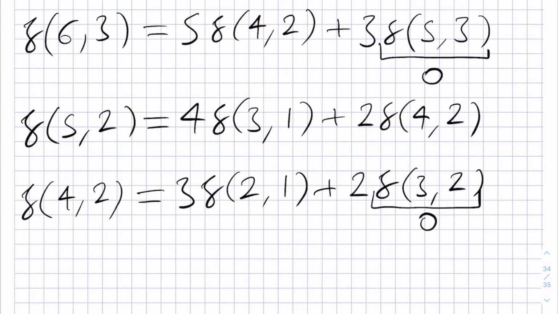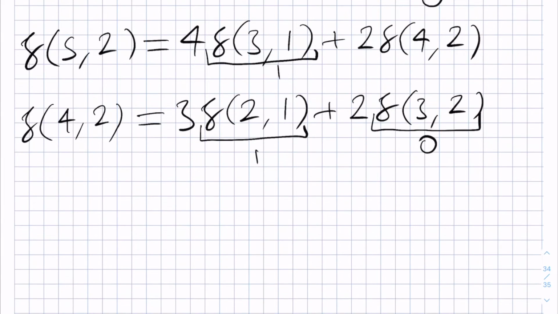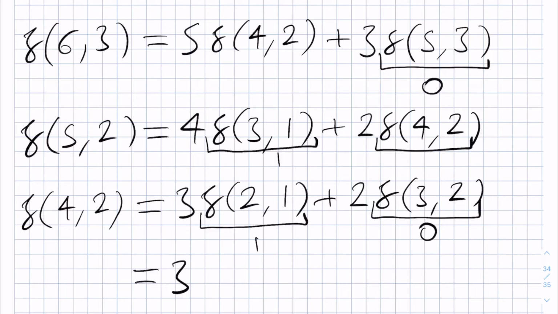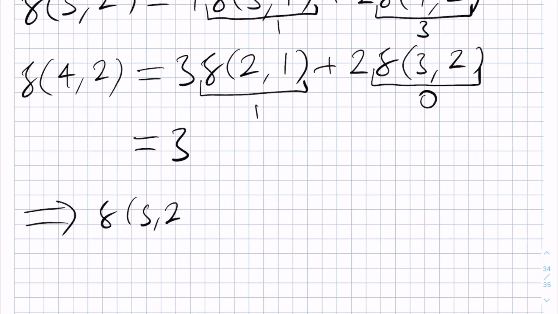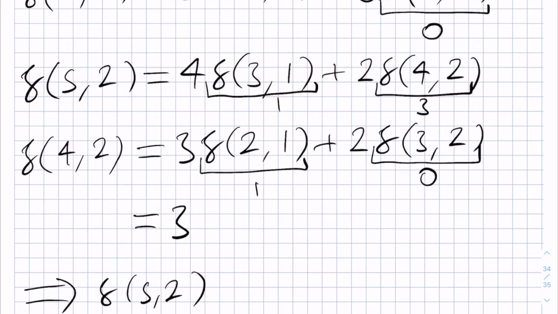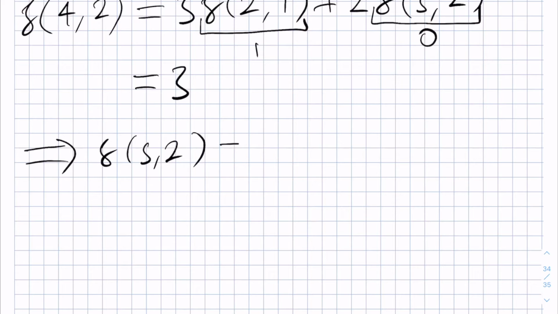And then next, let's look at these things that we have here, and luckily we notice that we have a 1 here and a 1 here, and so these things are themselves 1, using part 2 of the question. As a result, we get f(4, 2) is 3, and so a 3 goes in here, making f(5, 2) equal to 4 plus 6, which is 10.